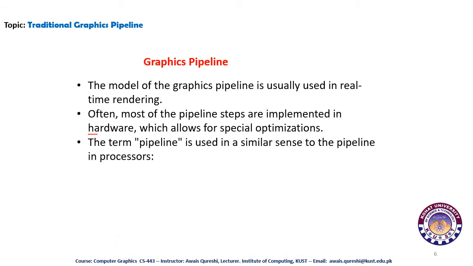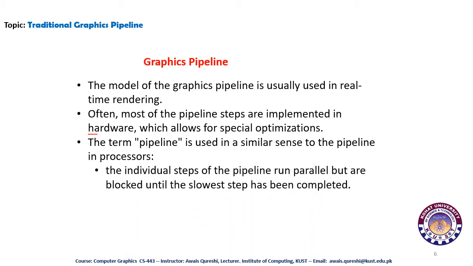The term pipeline is used in a similar sense to the pipeline in processors. We can see the individual steps of the pipeline run in parallel but are blocked until the slowest step has been completed. This means that if one task is under processing, the other task will wait for that task, and after that will perform its necessary actions. But overall, the tasks are running in parallel.